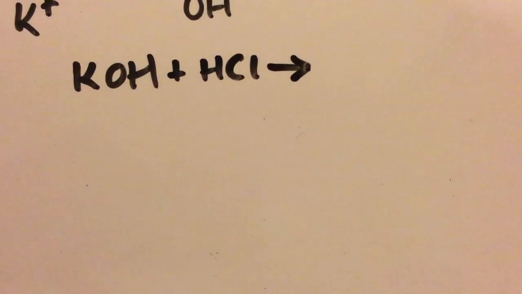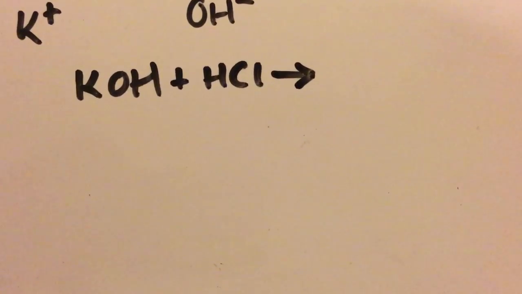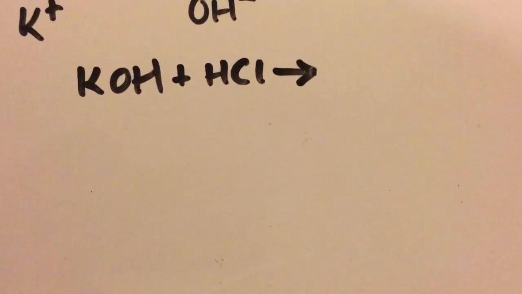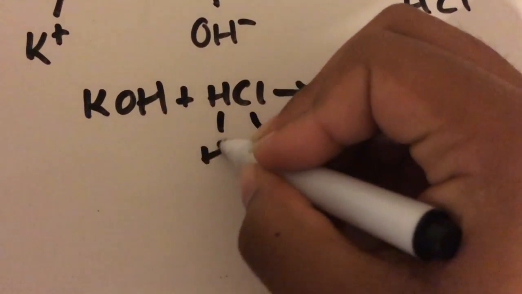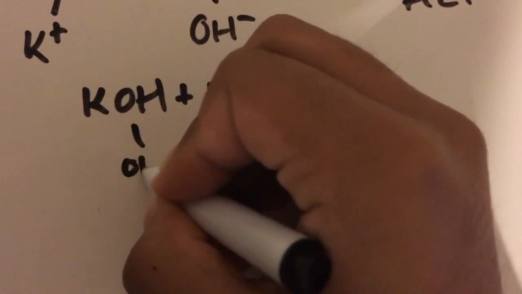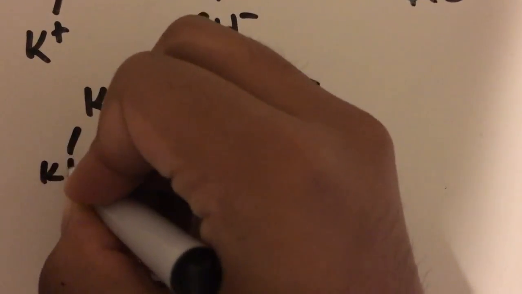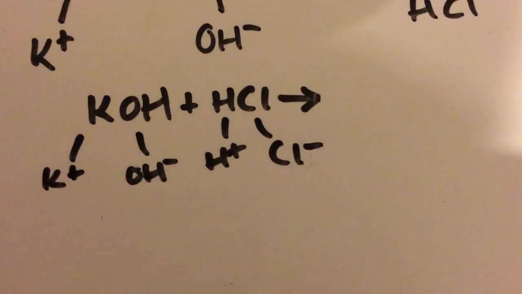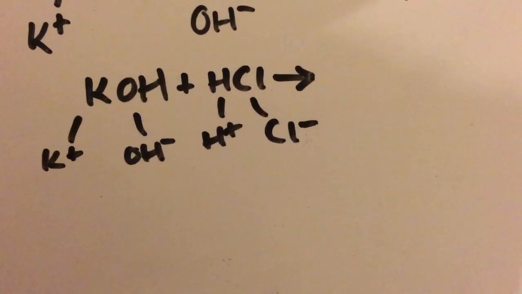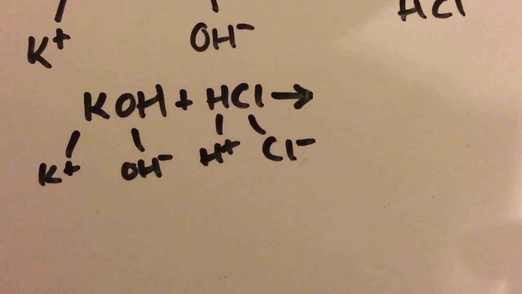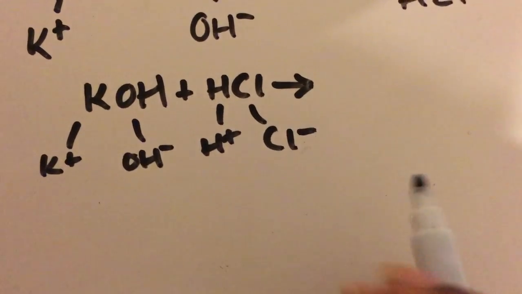It's best now to write out everything you've got. So we've got a Cl minus, an H plus, an OH minus, and a K plus. Remembering that OH minus is basically one block. So Cl minus, let's start here.